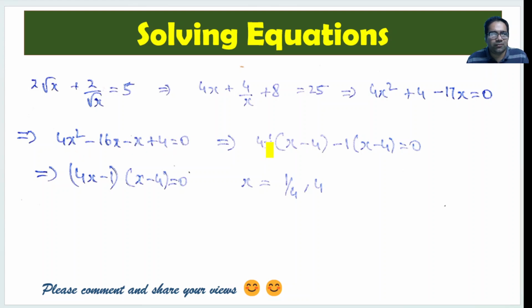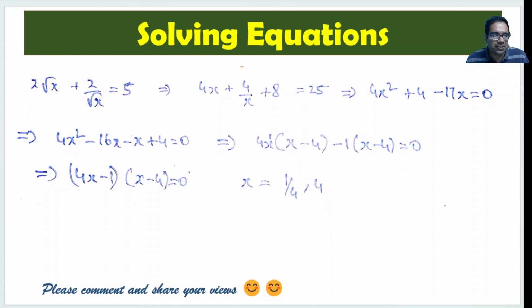We'll take 4x common, 4x times x minus 4 minus 1 times x minus 4 equals 0. 4x minus 1 into x minus 4 equals 0. x is either 1 by 4 or x is 4. This is the solution.